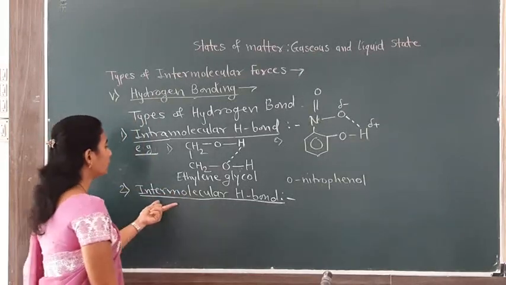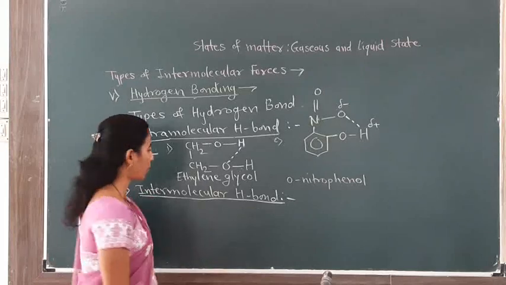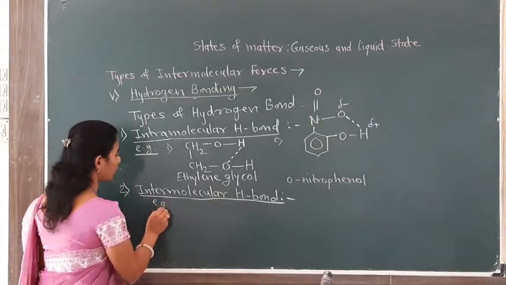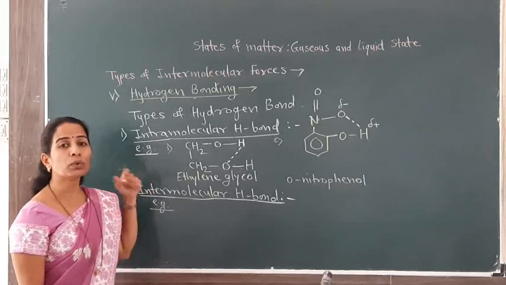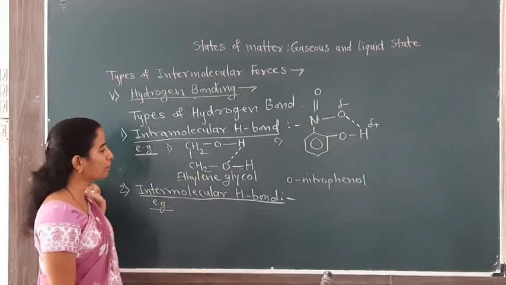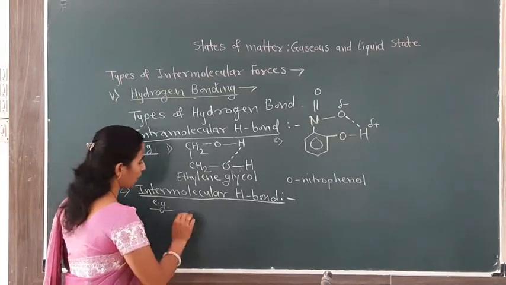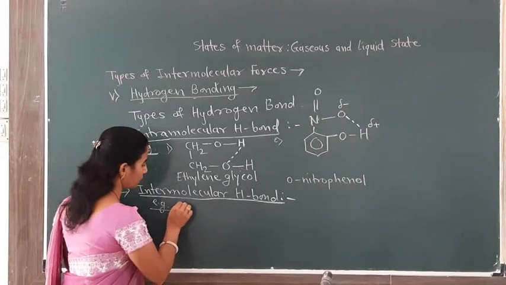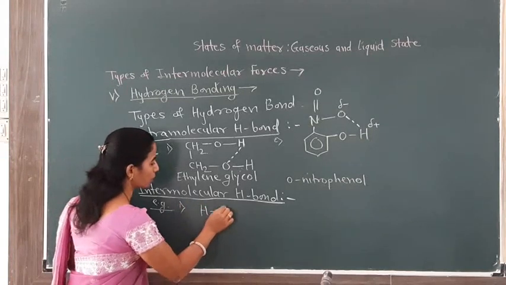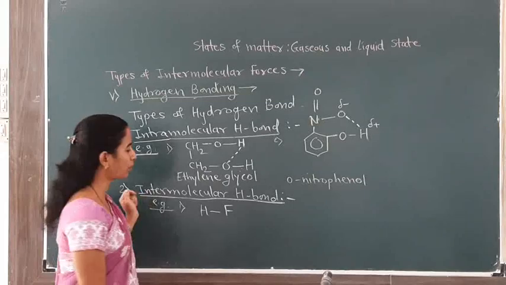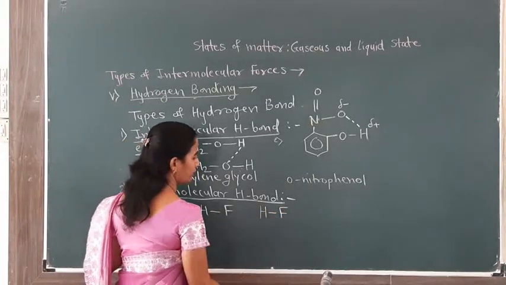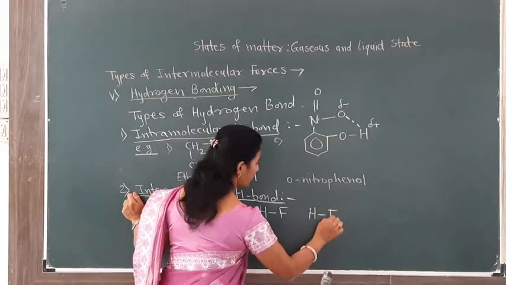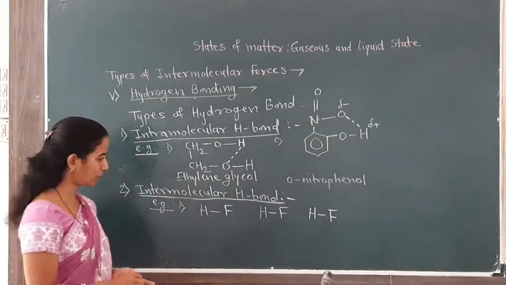Now let's see the intermolecular hydrogen bond. Here I have already told you that this bond exists between two different or same kinds of molecules. I will take some simple examples. Suppose this is the HF molecule, one molecule. This one is another HF molecule. Suppose this one is the third HF molecule.